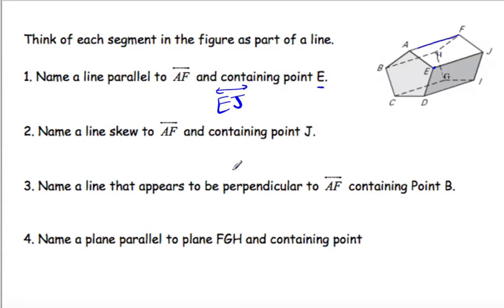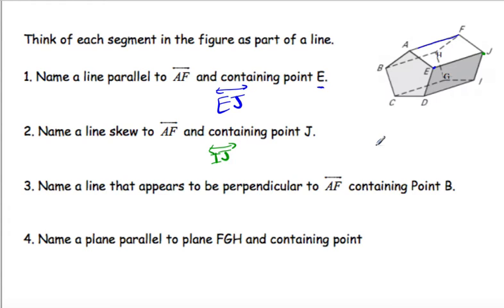Name a line skew to AF. So AF, again, is this top part here. We do not want to be parallel to it. We want to be skew. So we cannot touch it, and we have to go in a different direction. They said to be sure and include point J. So if I said EJ, that's parallel. That's not going to work. If I said FJ, that would intersect it, and that would not work either. So I'm going to use IJ. So line IJ there, capital I.